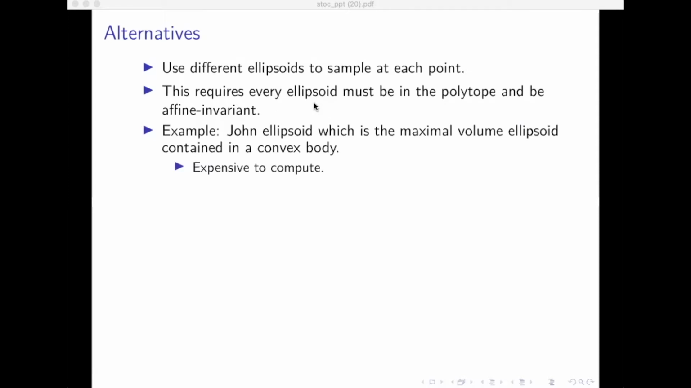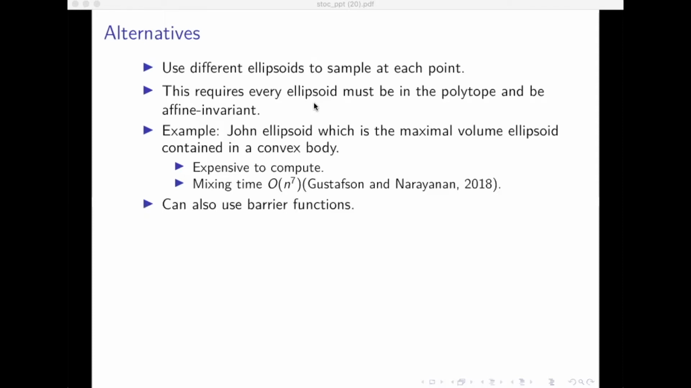An example is to use John's ellipsoid, which is the maximal volume ellipsoid contained in a convex body. However, it is expensive to compute, and the mixing time of a walk based on John's ellipsoid is order n to the power 7. Turns out we can do better by using John-like ellipsoids, which are faster to compute. We are going to describe the Dikin walk, which uses barrier functions to define the ball and build on that.